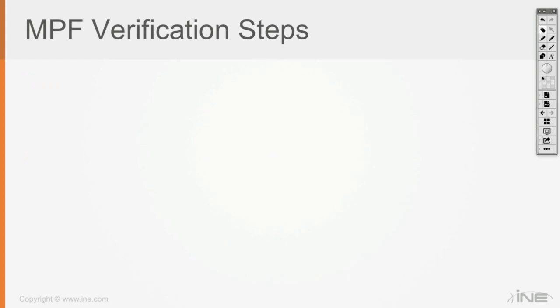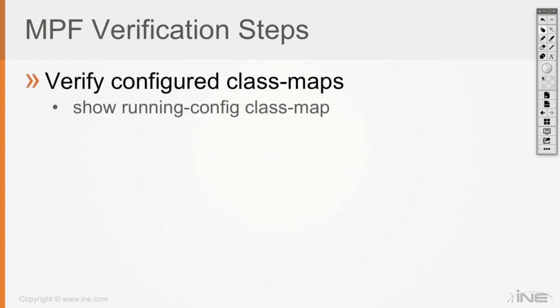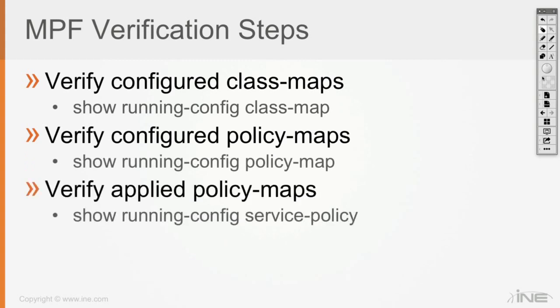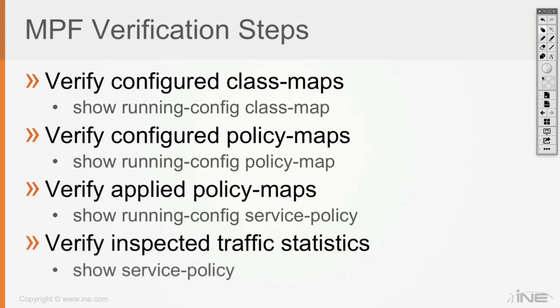Now the verification steps are: we can verify configured class maps with show run class-map, configured policy maps with show run policy-map, and verify applied policy maps with show run service-policy. So which policy maps have been applied and how, globally or per interface. And of course, once we send traffic which is inspected by MPF, we say show service-policy to see traffic statistics in there. Now let's go on the configuration side.